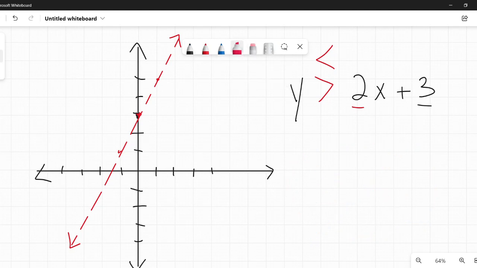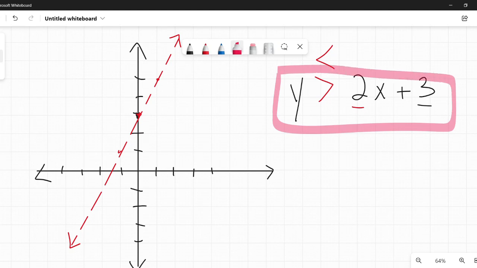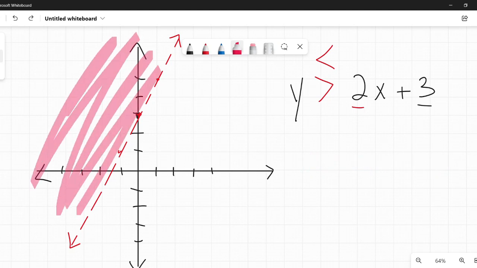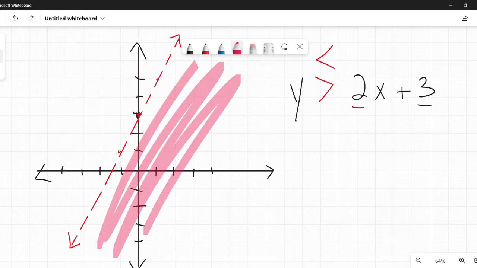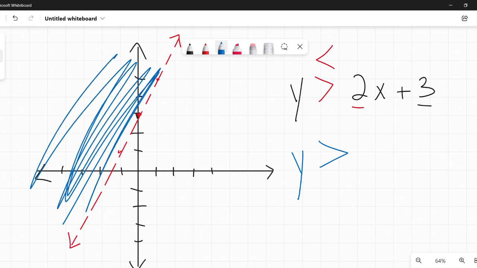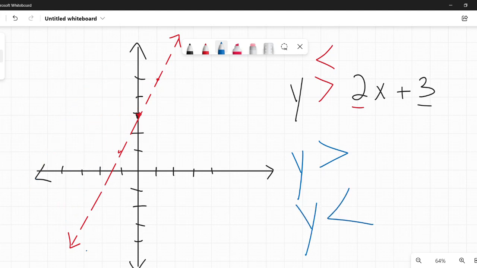The next thing we need to do is, there's a lot of x's and y's that would make the equation y is greater than 2x plus 3 true. And we have to show this by shading. But unlike a number line where you just take a point and then you shade right or left, here we have to shade a whole area. So either the top, the part above the line, or the bottom, the part below this line. Which one is it? The general rule of thumb is when it is y is greater than, you're going to go above. And when it's y is less than, you're going to go below.